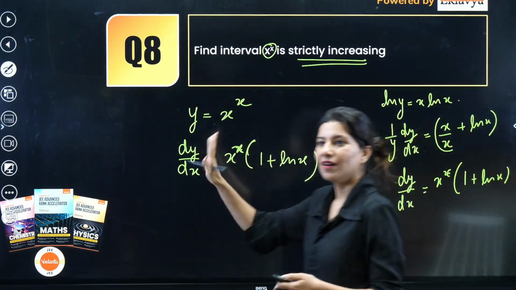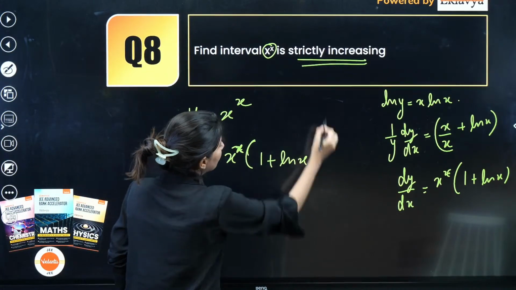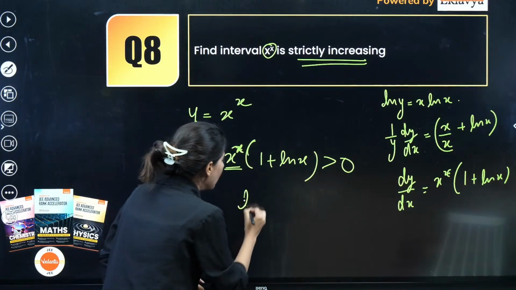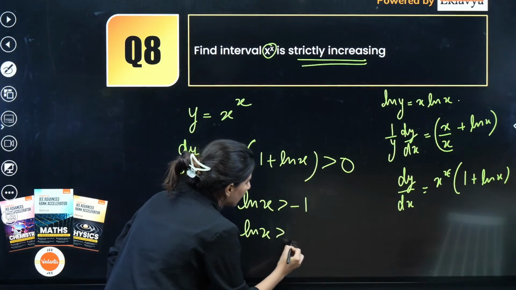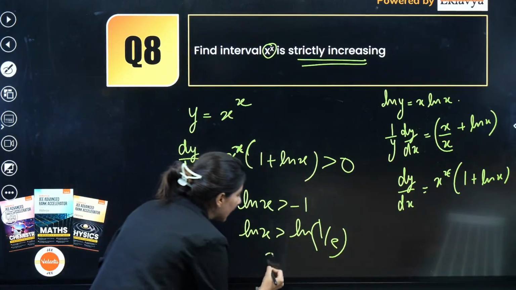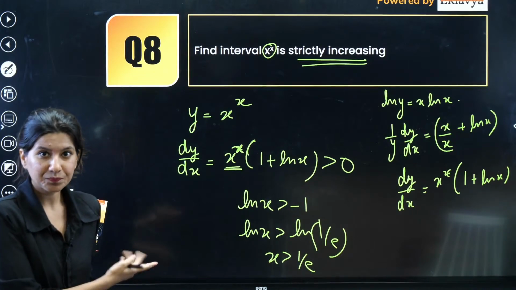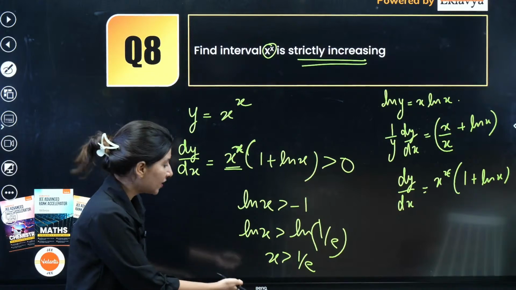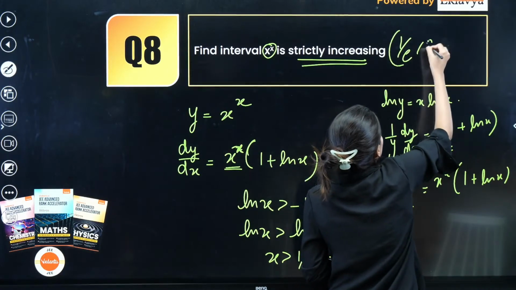Right? So I already have this in mind. I have learnt this. And this should be strictly increasing, greater than 0. That means this is always greater than 0. So log x should be greater than minus 1. What does that mean? Log x should be greater than log 1 by e, because log 1 by e is minus 1. So that means x is greater than 1 by e, because log to the base e is an increasing function. So you just need to remove the logarithm over here. x greater than 1 by e. So the interval will be 1 by e to infinity.